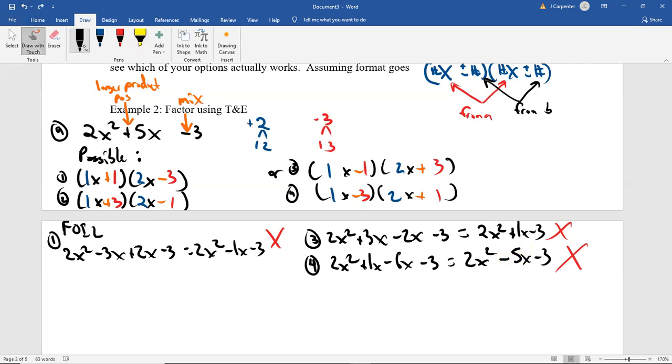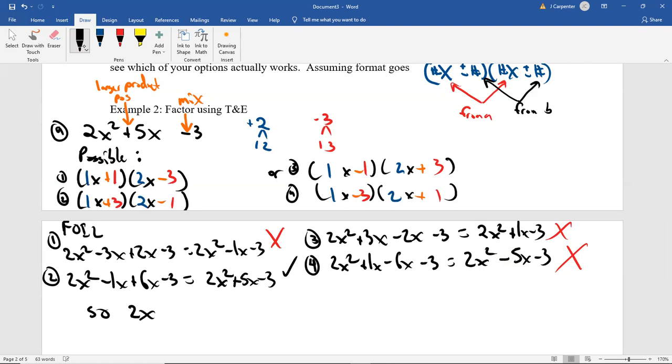All right, so the second one. 1x times 2x is 2x squared. 1x times negative 1 is negative 1x. 3 times 2x makes a plus 6x. 3 times negative 1 is a negative 3. Combining, you get 2x squared plus 5x minus 3, which is exactly what we want.